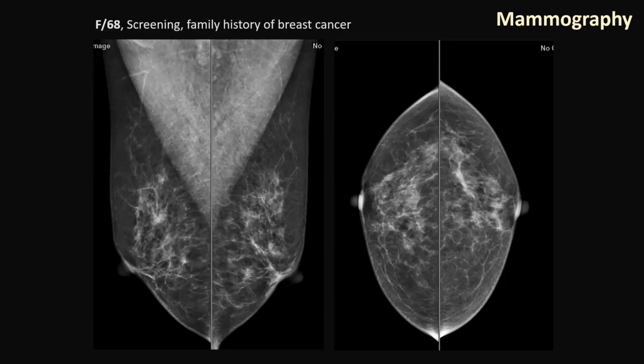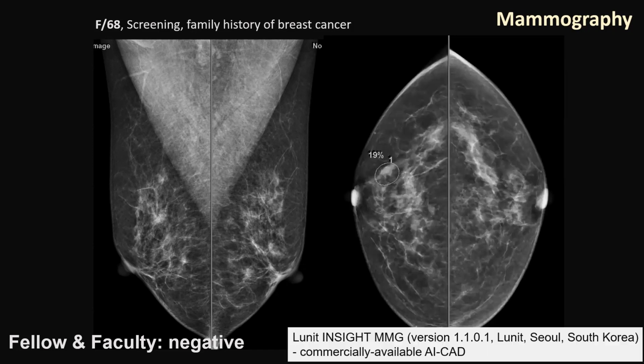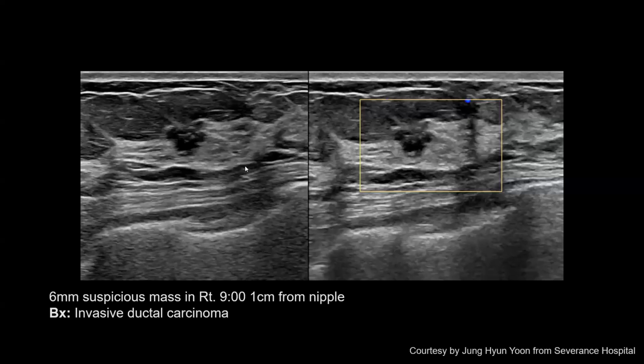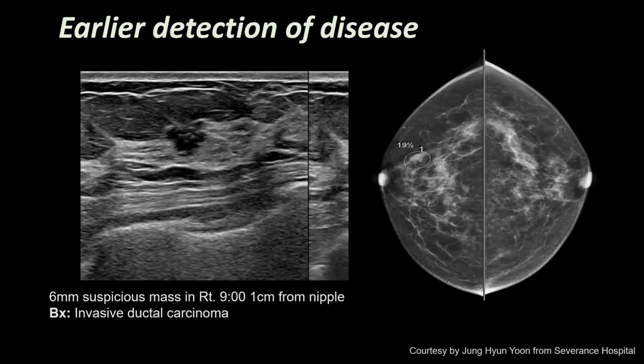A 68-year-old woman with a family history of breast cancer took screening mammography. Two radiologists read that there were no suspicious findings on mammography. However, AI indicated that there was something wrong here. A small cancer was detected on ultrasound. This lesion was compatible with the site where the AI indicated there was an abnormality.